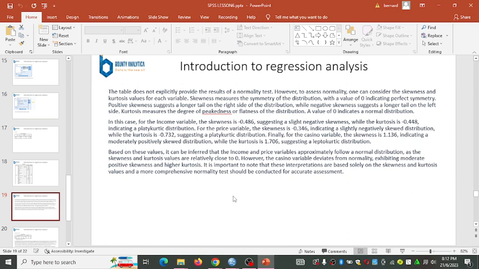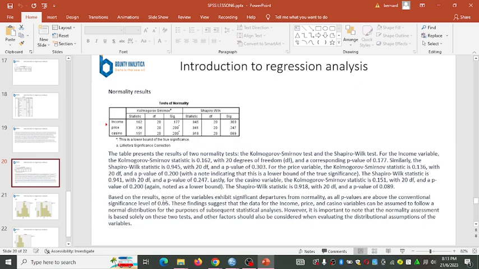So in this case, the income variable's skewness is negative 0.486, suggesting a slight negative skewness, while the kurtosis is negative 0.448, indicating a platykurtic distribution. So you will go through this at your own time.